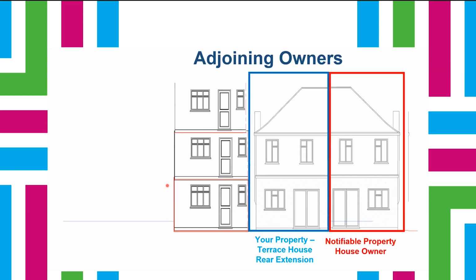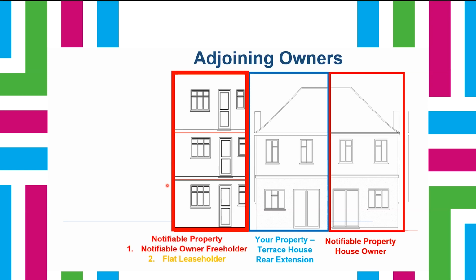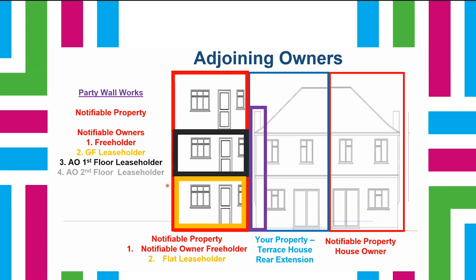If your next door neighbor is a house that's not split into flats, that's only one owner. So you're going to be working on the party wall. Now, if on the other side, you've got a neighbor who's had a house converted into flats, say, for example, you may have potentially multiple owners you need to give notices to. So it'll be the freeholder and the leaseholder you're doing works next to.